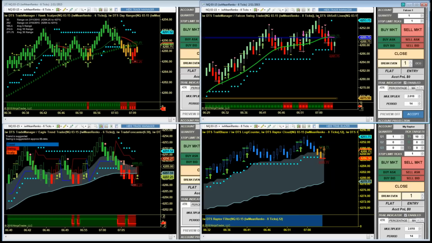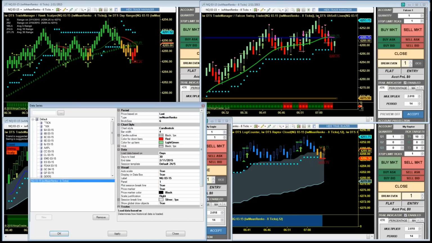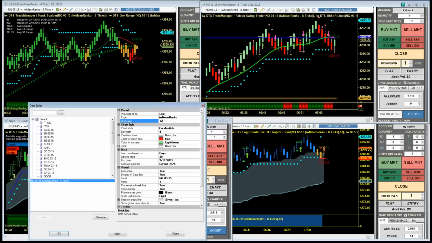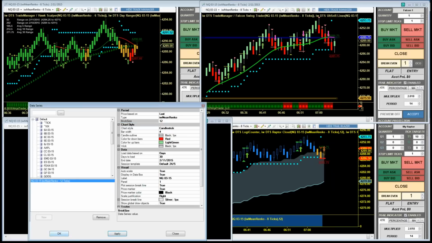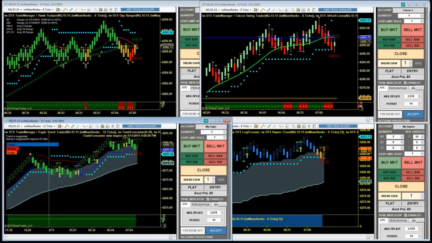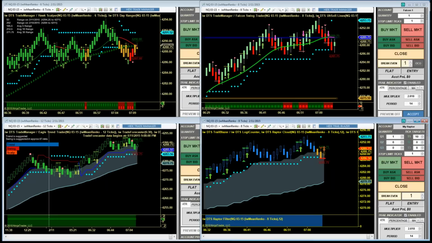Although every once in a while, like I said, you might want to adjust the brick size ever so slightly, but it's rare. It's rare that you need to do that. These default brick sizes will work for almost all the markets you're interested in trading.